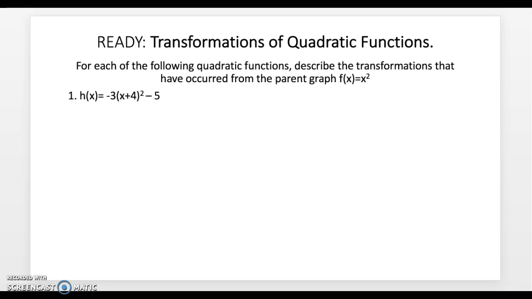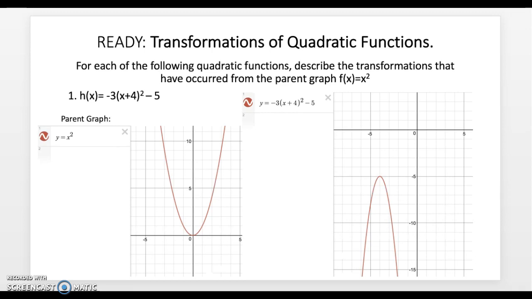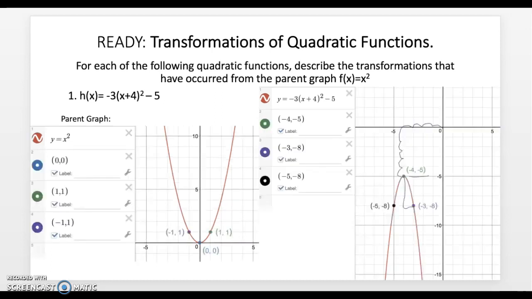So we have a couple different options. We could make a table, we could make a graph, we could describe it using just the equation. My first go-to was a graph. I looked at both the parent graph and the new graph to see what was happening. And if you remember correctly, transformations describe what's going on with the vertex as well as the vertical stretch. So those are the two things we are really wanting to focus on.